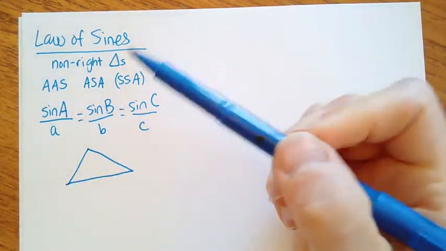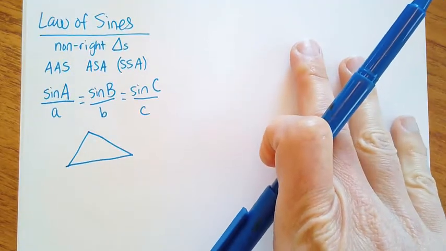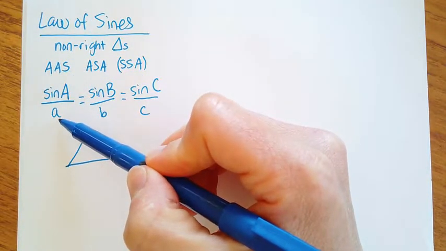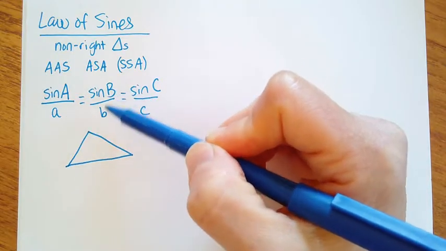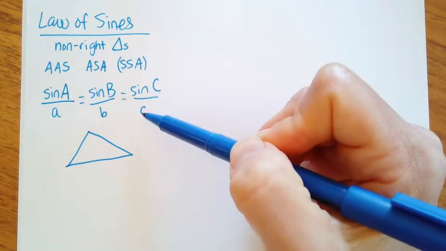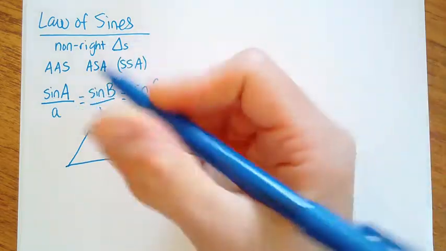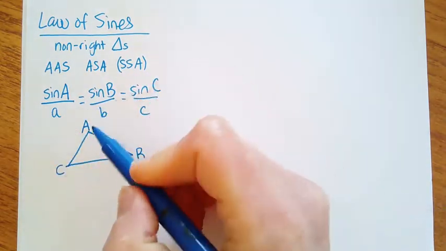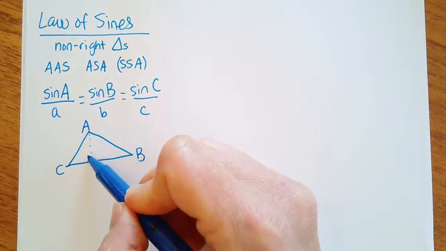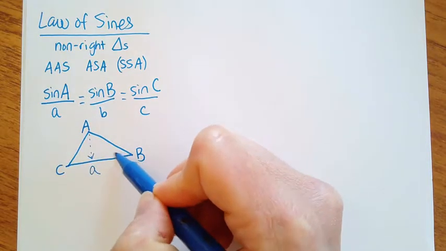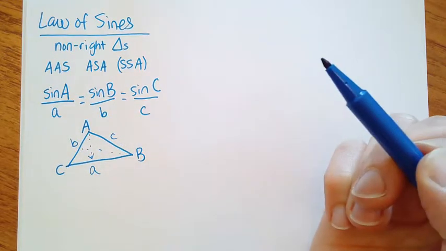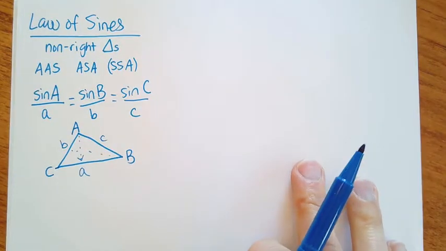What's really important about the law of sines and the law of cosines is that this angle is across from this side. That's why we use the same letter. This angle is across from this side, and this angle is across from this side. So if we label the triangle ABC, then side A would be this side over here, side B would be over here, and side C would be here. Okay? We are going to do just two quick examples.